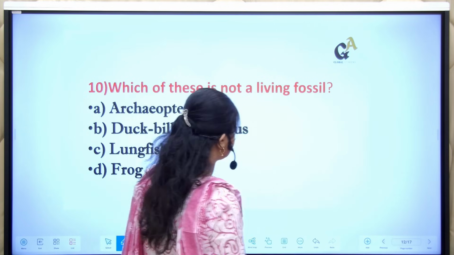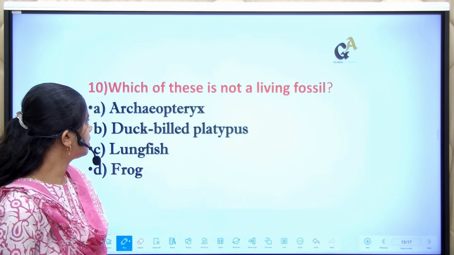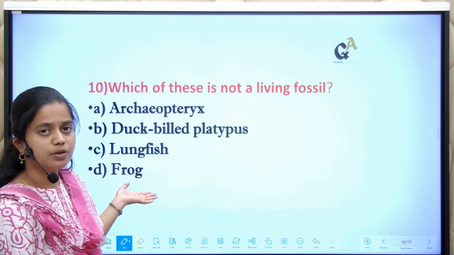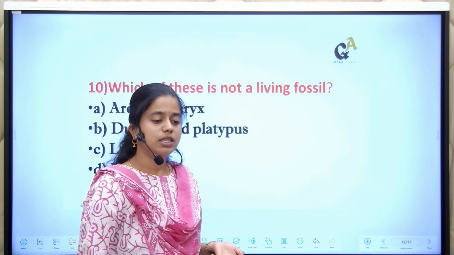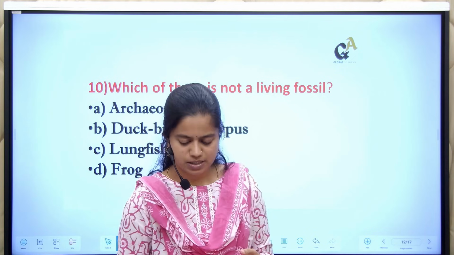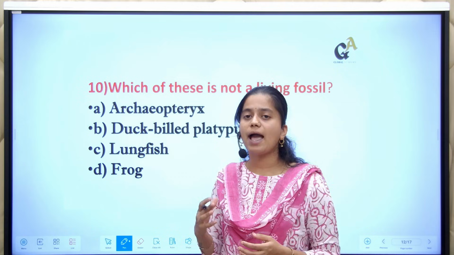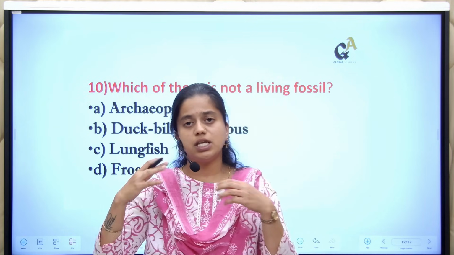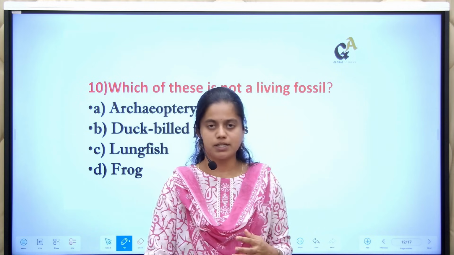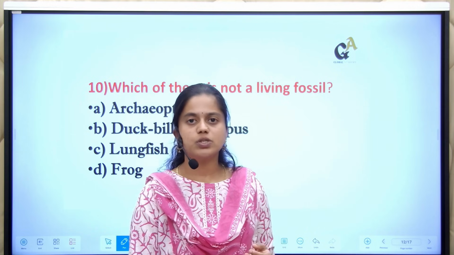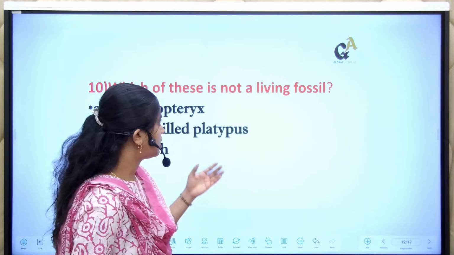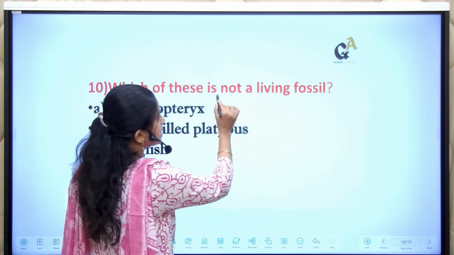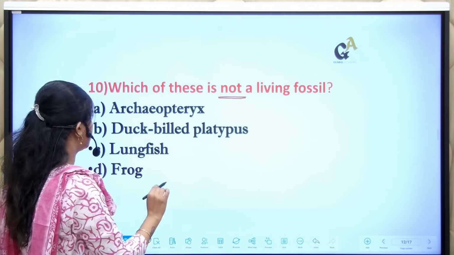Next is, which of these is not a living fossil? See, at present, you can see what they're asking. What is a fossil then? Fossils are the animals that were present long back ago, but are not present today. They were present many years back, but today we cannot see those kinds of organisms. So that is what is called a fossil. What they're asking is, which of the following is not a living fossil?